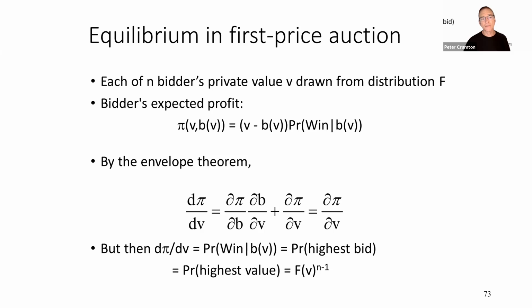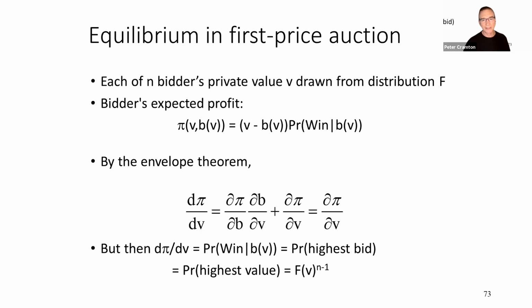So the total derivative of profit with respect to value is the partial of profit with respect to my bid times the partial of bid with respect to my value, plus the partial derivative of my profit with respect to my value. Now, what the envelope theorem is telling us is that bidders are setting their bid to be optimal, so the derivative of profit with respect to bid is going to be 0 at the optimum. So this is 0, which means that the total derivative is just the partial derivative of profit with respect to value.